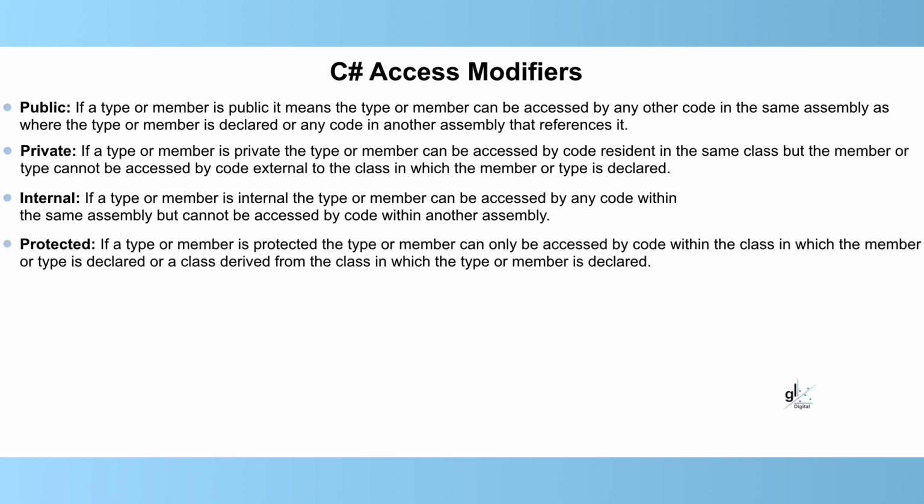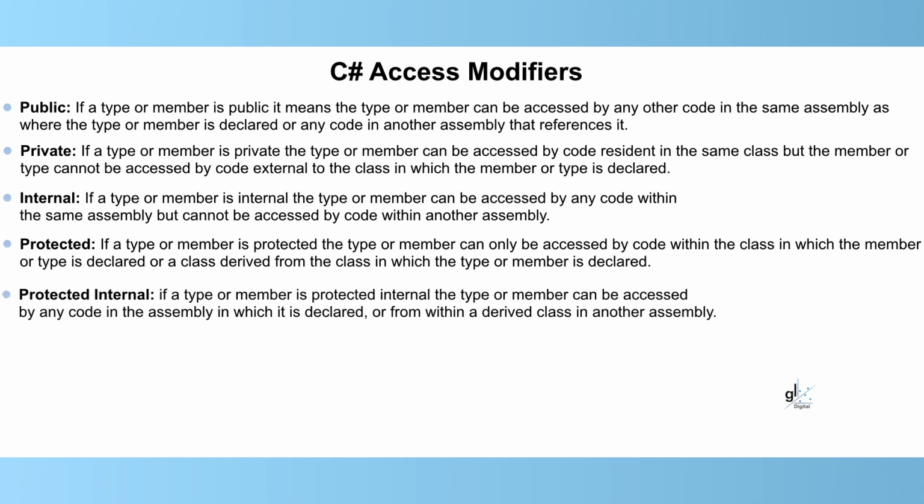Protected. If a type or member is protected, the type or member can only be accessed by code within the class in which the member or type is declared, or by a class derived from the class in which the type or member is declared. Protected internal. If a type or member is protected internal, the type or member can be accessed by any code in the assembly in which it is declared, or from within a derived class in another assembly.